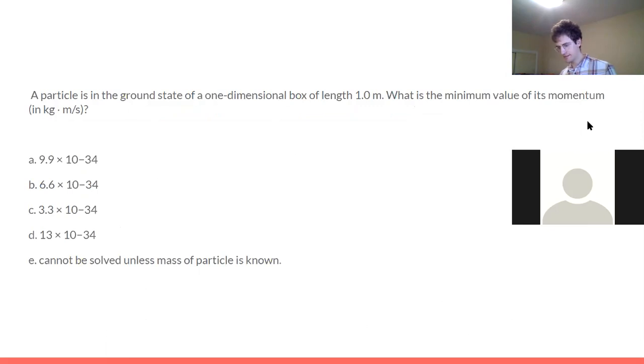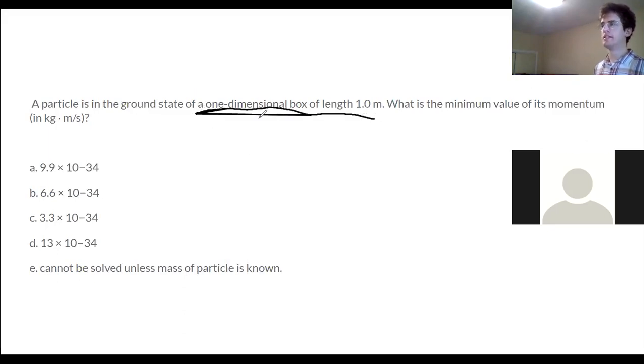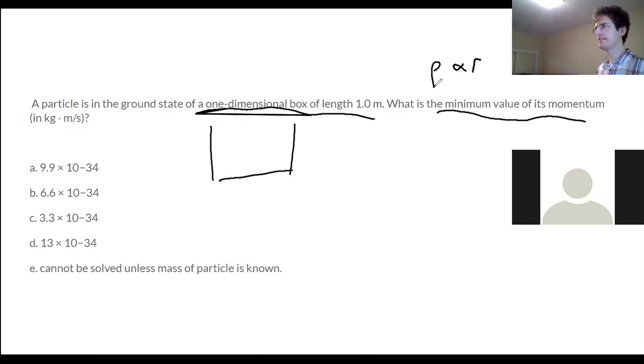So this question here, I'm asking what the ground state of a particle is, and the minimum value of momentum. Now that we're talking about a particle in a one-dimensional box, I'm talking about the minimum value of the momentum. Minimum value is a key phrase because the momentum is essentially related to the energy. So minimum value implies ground state basically, because momentum can only get bigger from that state.